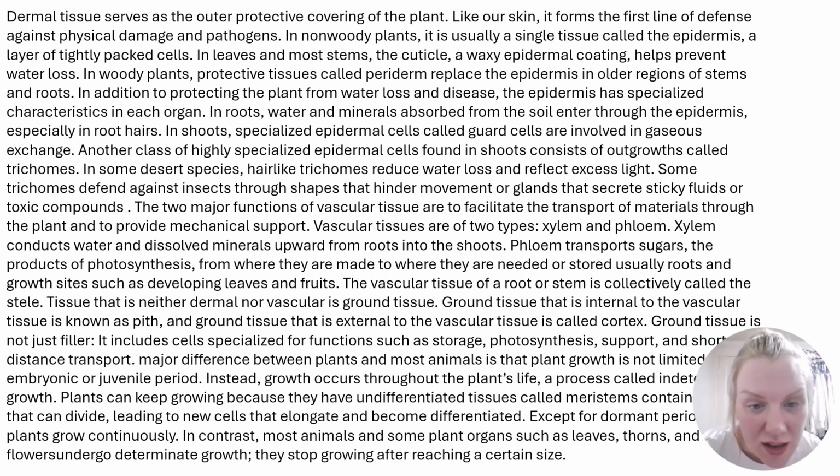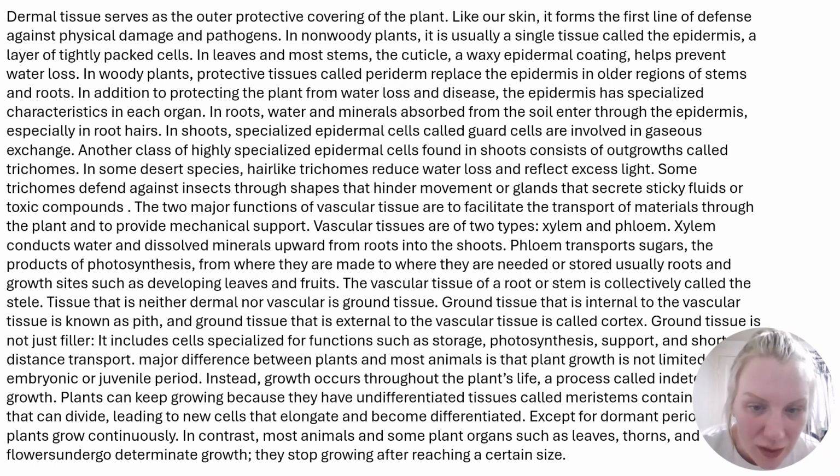Dermal tissue serves as the outer protective covering of the plant, like our skin. It forms the first line of defense against physical damage and pathogens. In non-woody plants, it is usually a single tissue called the epidermis, a layer of tightly packed cells. In leaves and most stems, the cuticle, a waxy epidermal coating, helps prevent water loss. In woody plants, protective tissues called periderm replace the epidermis in older regions of stems and roots.